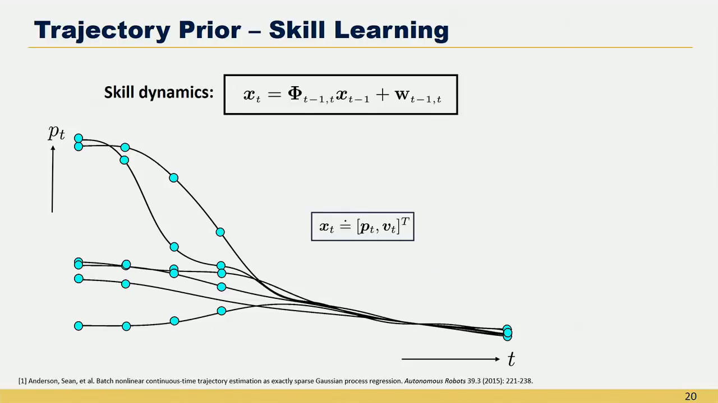So we assume in our prior formulation that the trajectories are governed by underlying stochastic skill dynamics. Here, in our implementation, we went with the discrete time formulation, but we can also choose a continuous time formulation if required. In this skill dynamics model, the next state is related to the previous state via a state transition matrix, plus an additive Gaussian noise term. The states are further composed of the positions and the velocities concatenated in a vector form.